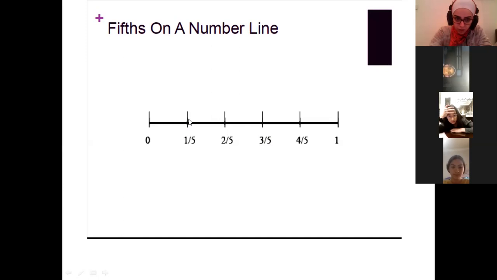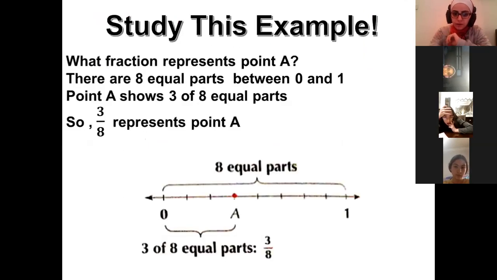Look, we have 1, 2 parts out of 5. And the third one, 1, 2, 3 parts out of 5. The fourth one, 1, 2, 3, 4 parts out of 5. And in the last one, we have 5 parts out of 5, which is 1 whole. Okay? Now, in this example, what fraction represents the point A here?